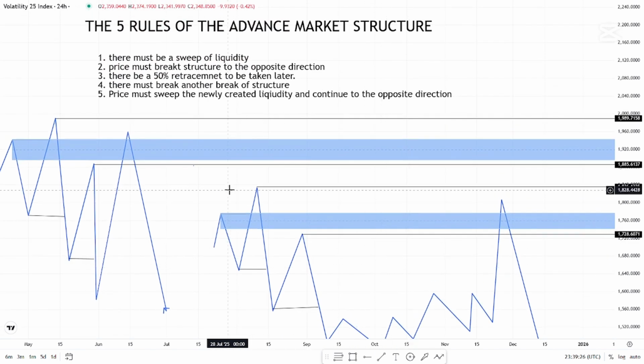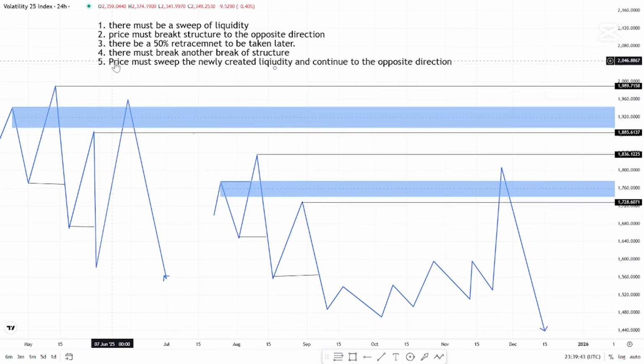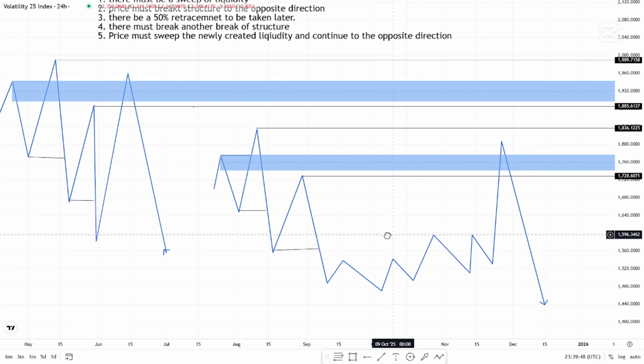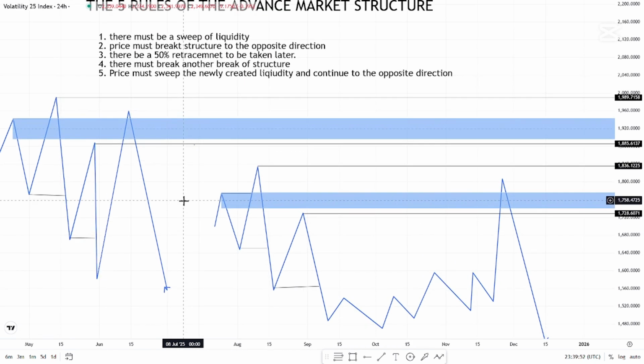So what I want you to do today is study these five rules of the advanced market structure. There must be a sweep of liquidity, price must break structure to the opposite direction, there must be a 50% retracement, which is this, price must break another structure to give you a second break of structure, and price must sweep the newly created liquidity and continue to the opposite direction. Now with this, there's what we call the A plus setup. This is the A plus setup for the advanced market structure.